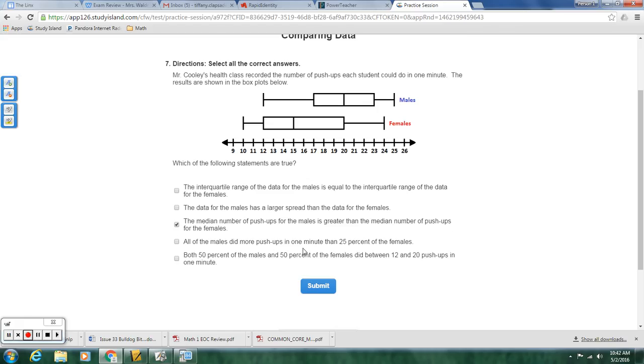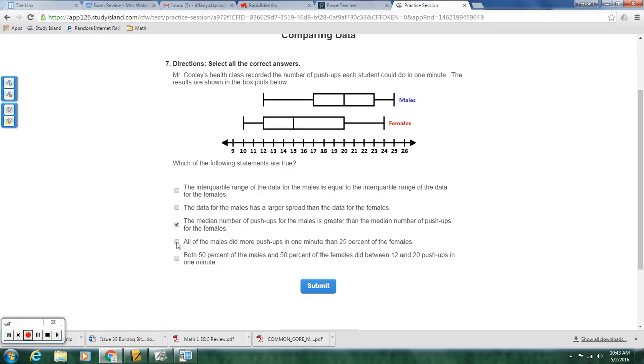All of the males did more push-ups in 1 minute than 25% of the females. This is a tricky one. It says every one of these numbers did more than 25% of the females. So are all of these numbers more than 25%? Is this 25%? Are all of these more than that? Because that equals that, is that considered more than or equal to? What do you think? Make a judgment call. Yes or no?